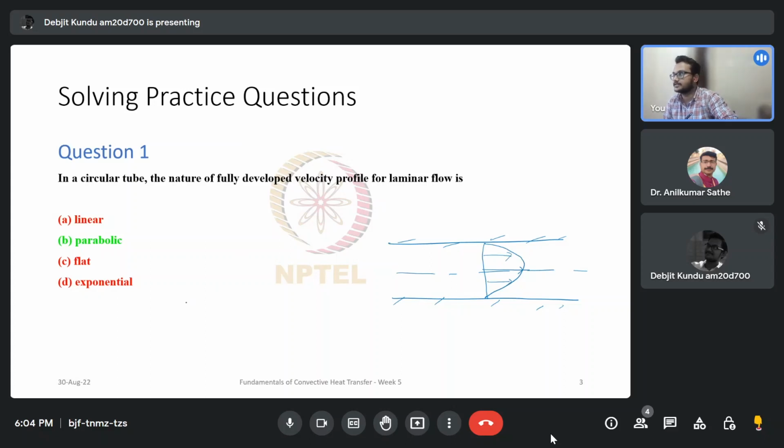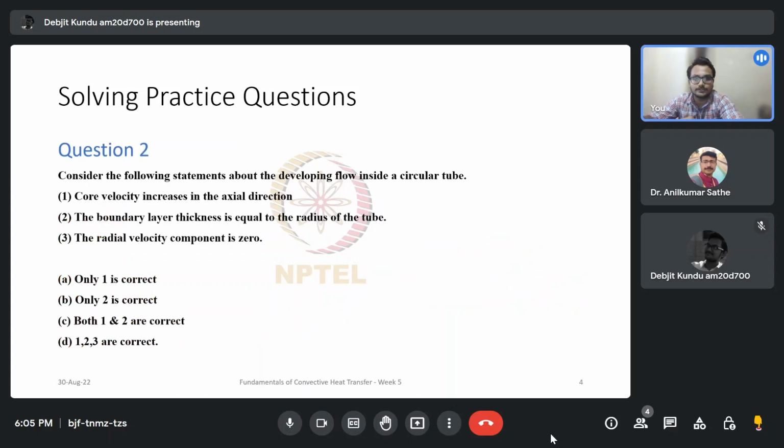And expression wise, it's given like this: u of r can be written as r naught squared by 4 mu times minus dou p dou x. It can be written as dp dx as well, since pressure is only a function of x, and this would be multiplied by r squared by r naught squared. So this is actually an expression of a parabola. So the velocity profile is parabolic. Fine, simple. Moving on to question number 2.